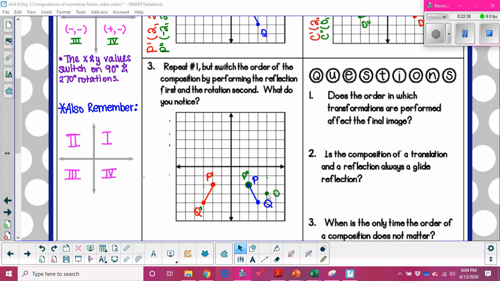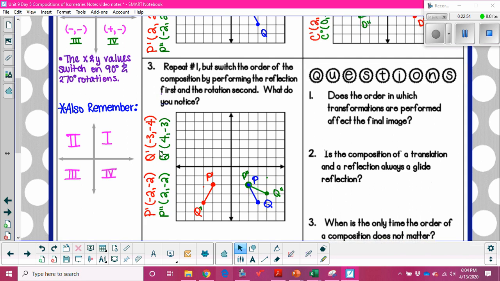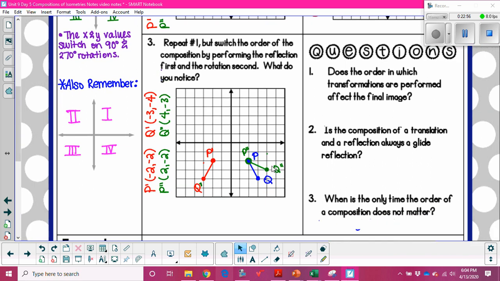Right, there's Q2 prime. Okay, so there's what it is. Now it asks, what did you notice? Let me go ahead and give you all these real quick. Those are the coordinates you needed. Okay, so looking at what you noticed here.